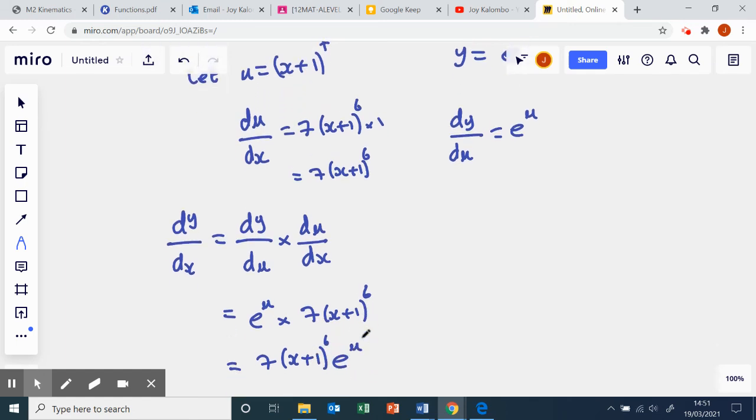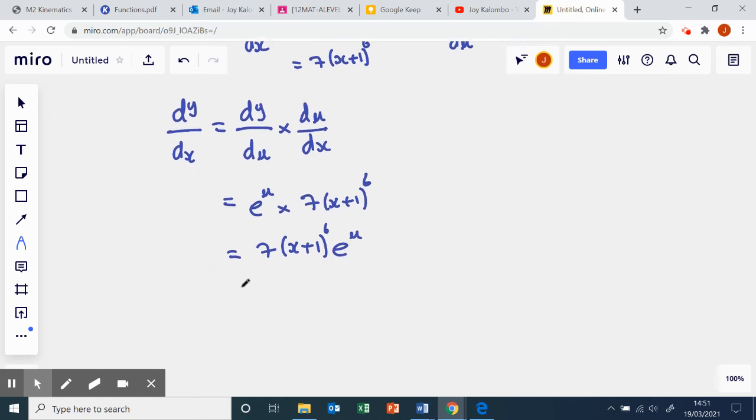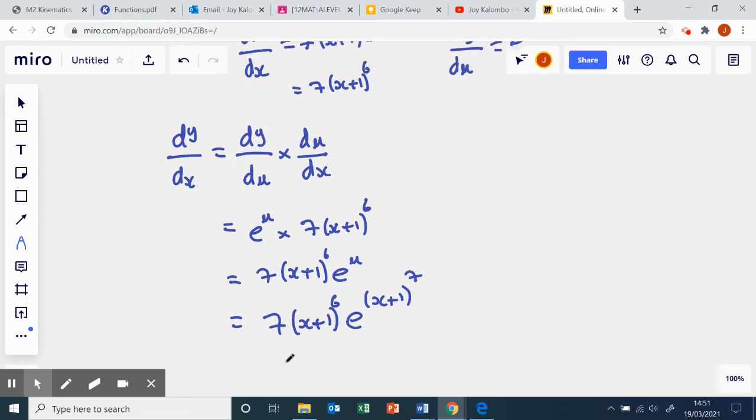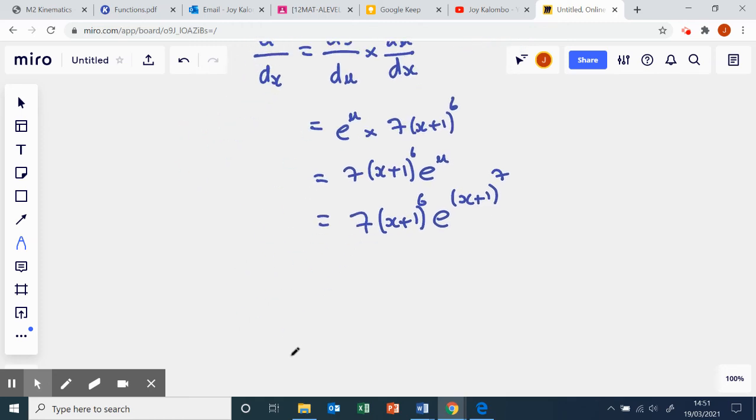And u is equal to (x plus 1) to the power of 7. So we can write that as 7 lots of (x plus 1) to the power of 6 times e to the power of (x plus 1) to the power of 7. And that's it. That's this question done, guys. So if you're able to do that one, then you're doing really well because you've managed to do a chain within a chain, 2 chains.